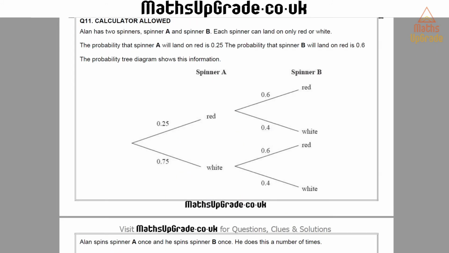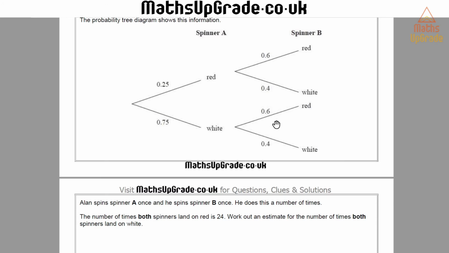Question 11 involves relative frequency. If you're not sure on relative frequency, be sure to check out my video on this channel. Alan's got 2 spinners, spinner A and B. They can land on either red or white. The probability of spinner A landing on red is 0.25 as shown here, so this must be 0.75. The probability that spinner B lands on red is 0.6, so this is 0.4. I need to find an estimate for the number of times both spinners land on white, given that the number of times that both land on red is 24.